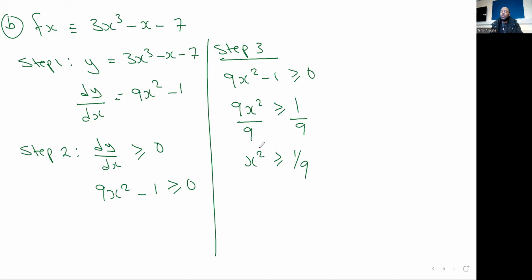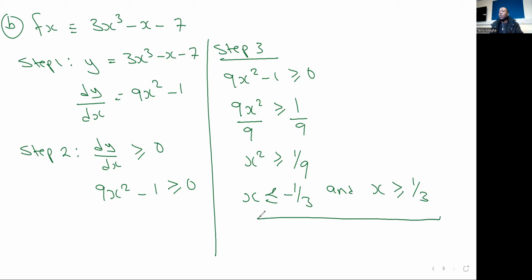I showed you how to solve quadratic inequalities as well. We've done this before. You sketch the graph and follow the rules I gave. Then you take the square root of both sides. Because it's 1 over 9, x is going to be plus or minus, so x is less than minus 1 over 3, and x is greater than 1 over 3. I've shown you how to solve this.